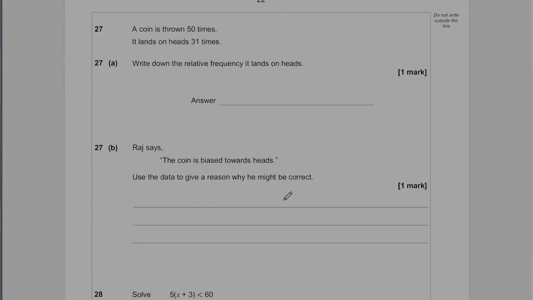Okay, question 27. A coin is thrown 50 times, it lands on a head 30 times. Write down the relative frequency that it lands on heads. It lands on heads 31 times, so 31 out of 50.